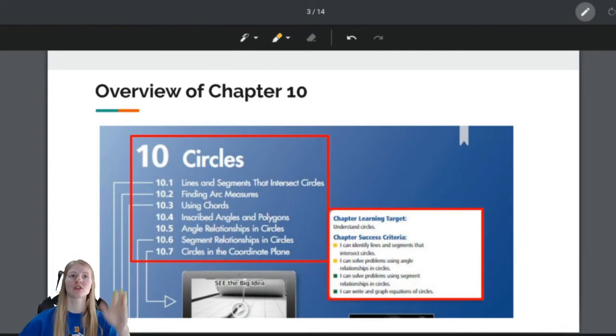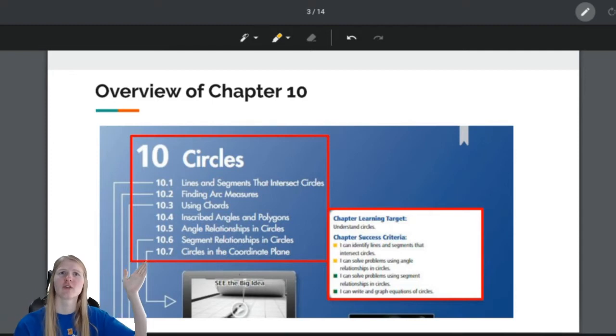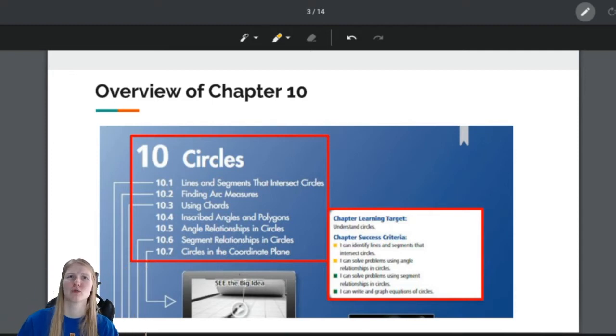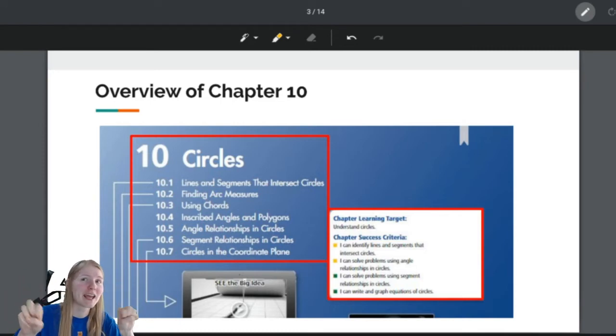Here, I want you to see an overview of chapter 10 and what all we're going to do. We're going to look at lines and segments that intersect a circle. That is what our learning target and success criteria are for today. So that's the first thing we're going to do. We're going to find arc measures. We're going to use chords. We are going to look at inscribed angles and polygons, angle relationships, segment relationships, circles in the coordinate plane, and so many other things.